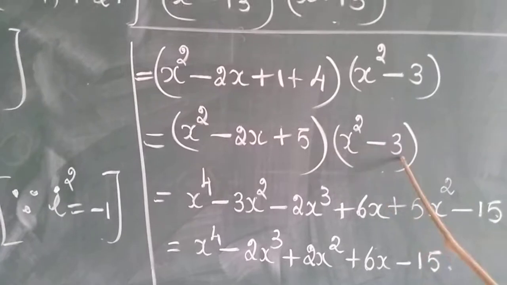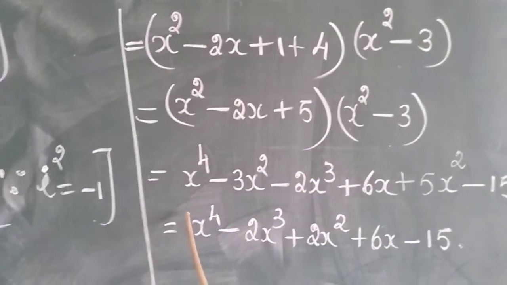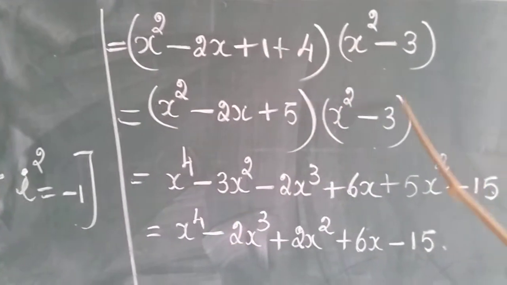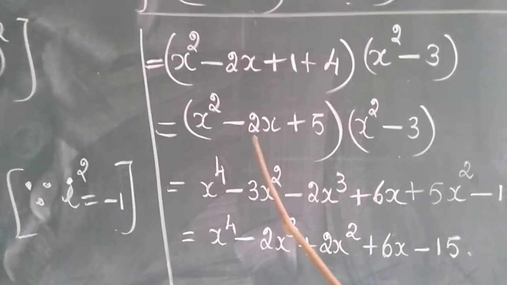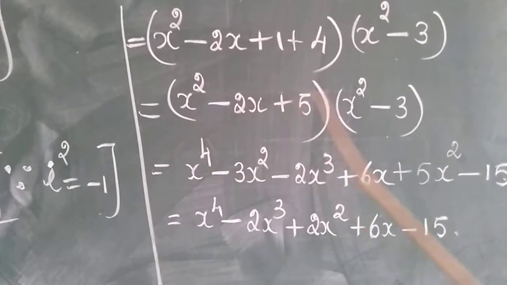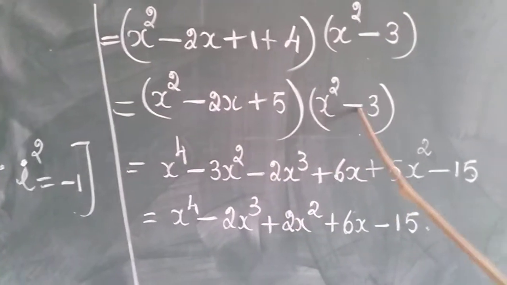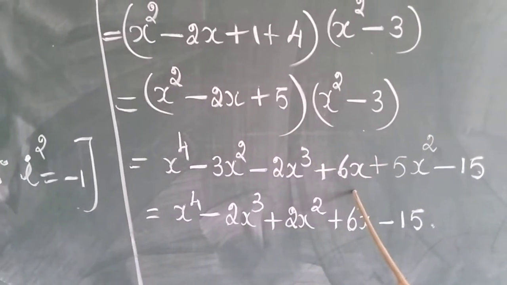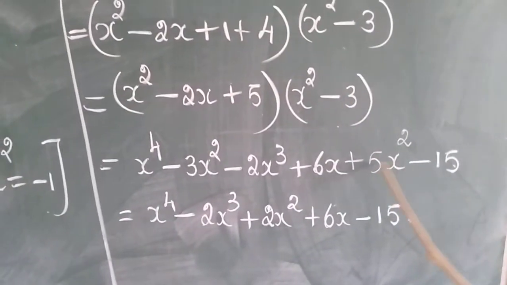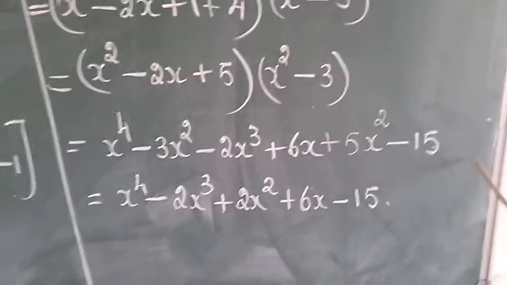First we are multiplying this factor by x square. x square into x square will become x power 4, plus into minus is a minus, x square into 3 will become 3x square. Next we are going to multiply these two terms by minus 2x. Minus 2x into x square will become minus 2x cube, and minus 2x into minus 3 will become plus 6x. Next we are multiplying these two terms by 5. 5 into x square is a plus 5x square, plus 5 into minus 3 will become minus 15.